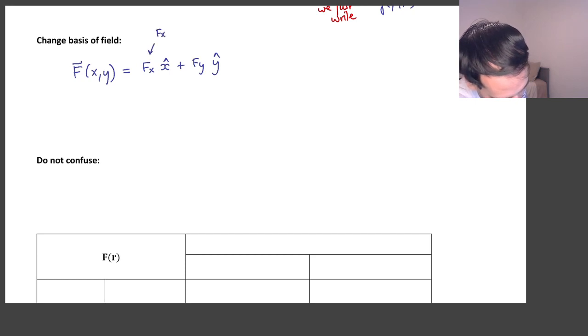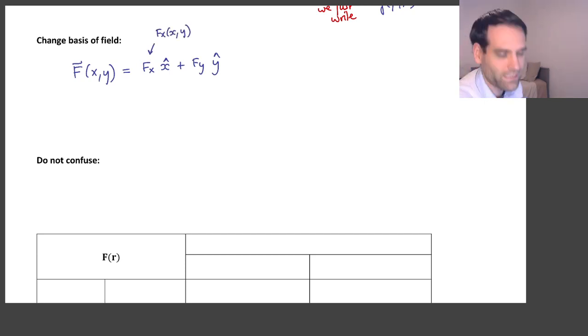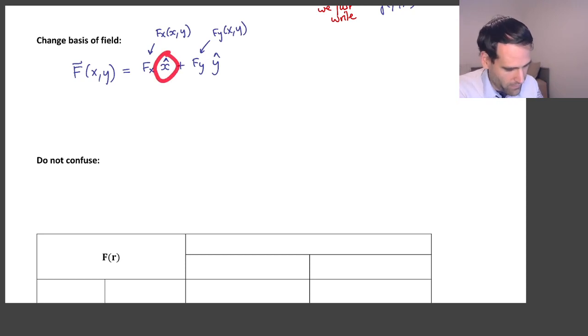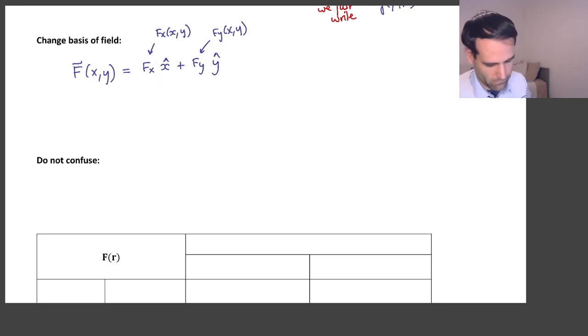I didn't write it, but I could have written f_x as a function of x and y, and the same for f_y, yeah? So this is written in rectangular basis. So what if we want to change this to polar basis?